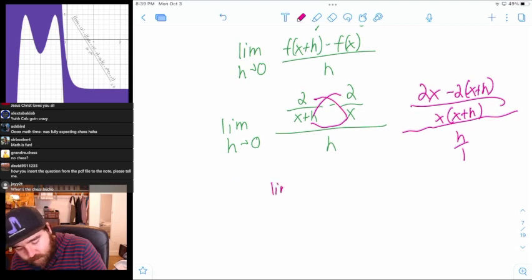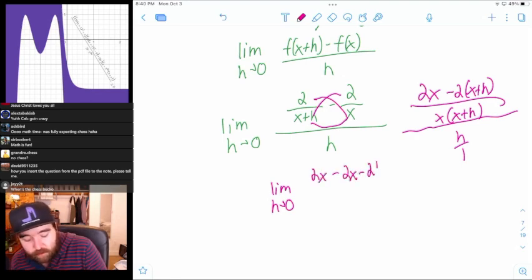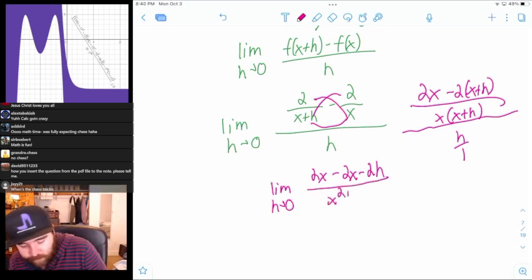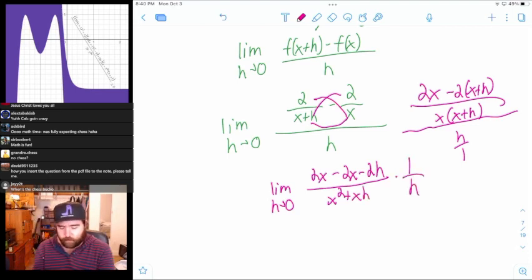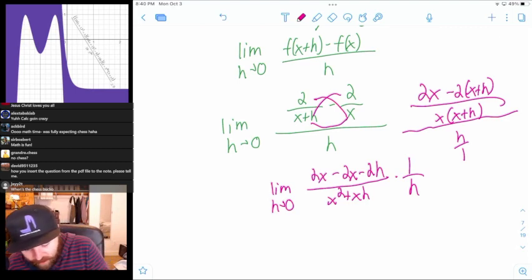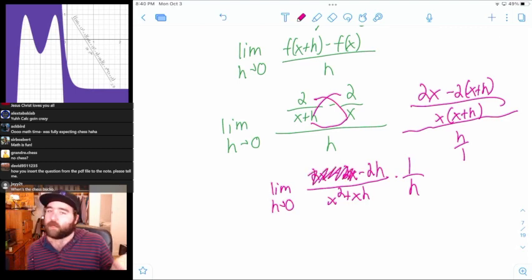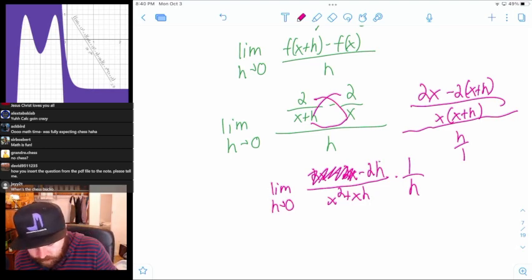So again, shouldn't forget to copy down the limit. Limit as h approaches 0 of 2x minus 2x minus 2h over, times 1 over h. Okay, so what happens now? Look how these 2x's go away. Now the h's are all gone, so now we can cancel out this h.